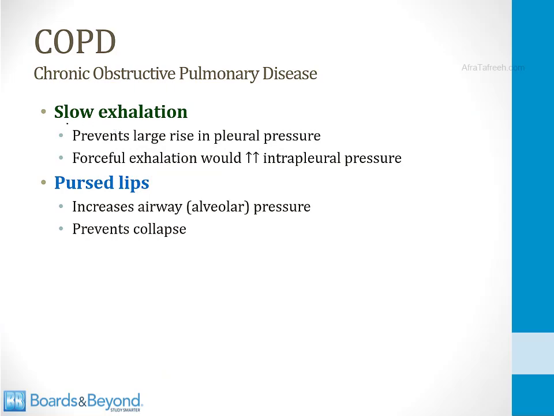The first thing they do is they slowly exhale. This prevents the pleural pressure from rising significantly, because if they breathe more vigorously, the pressure would rise and the airways would collapse. So by doing a gentle, slow exhale, those pleural pressures never get so high that they can collapse the lungs. The second thing they do is they purse their lips. Whenever you purse the lips, you create an obstruction to airflow, and pressure builds up behind that obstruction. So pursing the lips is going to increase the airway and the alveolar pressure, and this is also going to prevent collapse.